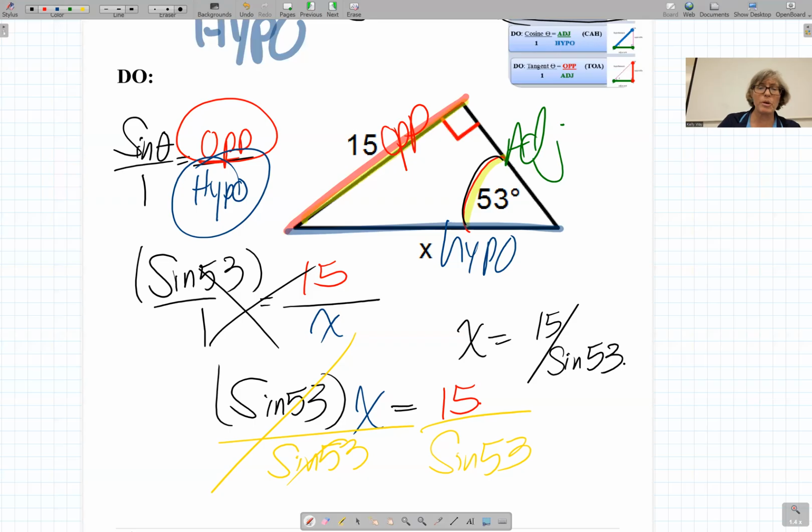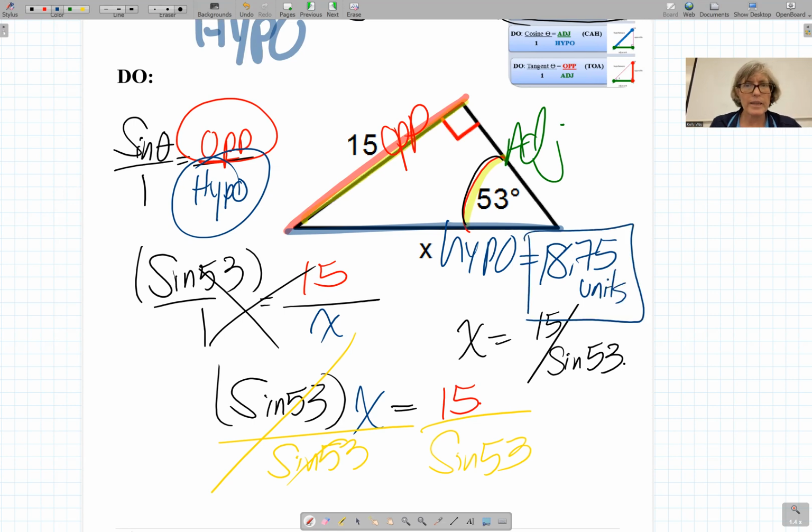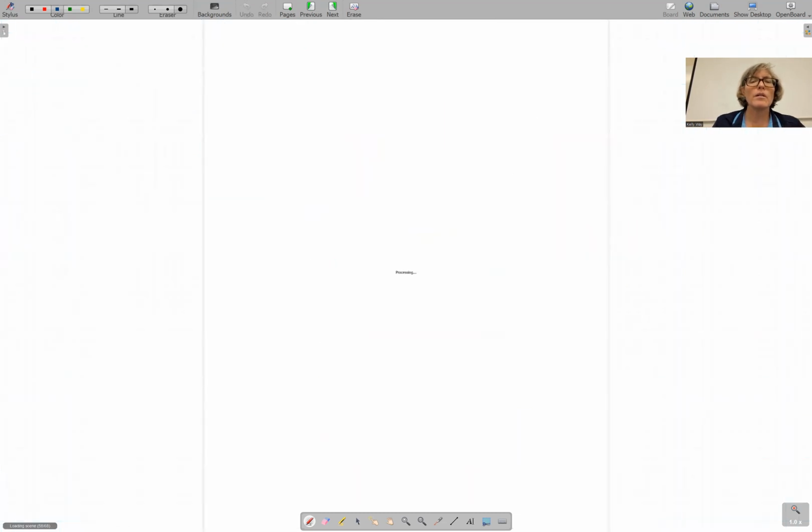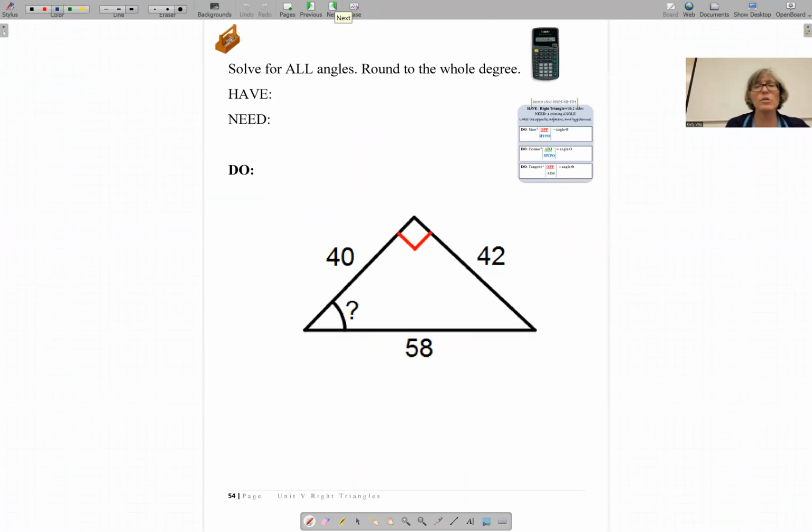18.78. Check for units, no units. All right, that's SOH CAH TOA for sides. Then you have SOH CAH TOA for angles.